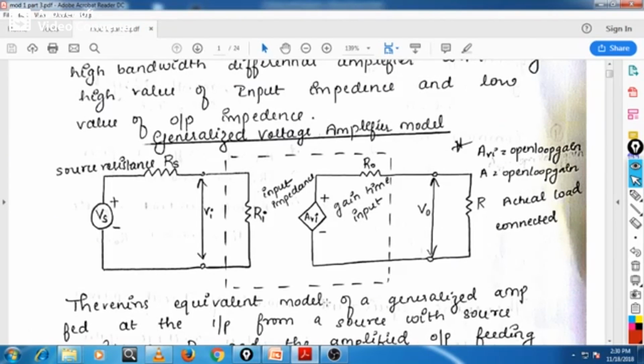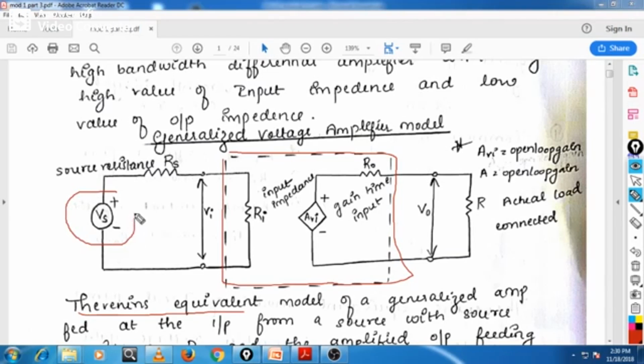So first we will see the generalized voltage amplifier model, which is also called Thevenin's equivalent model. Thevenin's equivalent model normally consists of a voltage source and resistance. So here you can see this is our amplifier section, and this is the input source we are going to connect, and this is the source impedance. This is the input voltage, and this is the output load we are going to connect, and this is the output voltage. So A is the open loop gain.